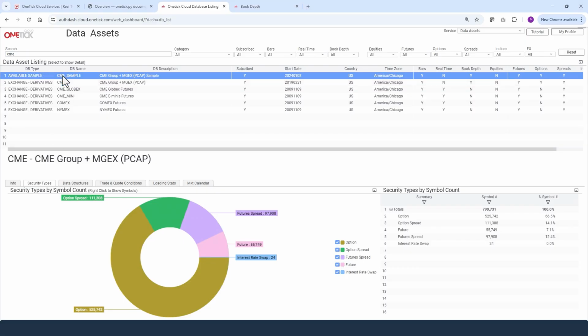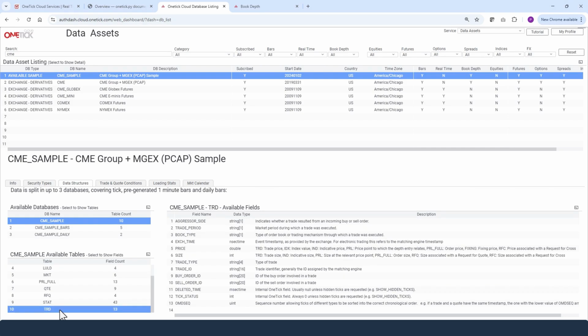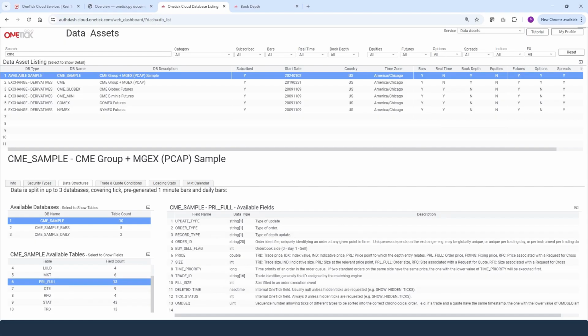Going back to the sample, I'm looking at both level 1 data, trades and quotes, together with the level 3 book depth. So for the level 1 trades, that's including the trade timestamp, the price, the size, the kind of trade quantity, the trade type, the aggressor side, the buy and sell orders, while the level 3 book depth is market by order, and we store it in a table called PRL full.